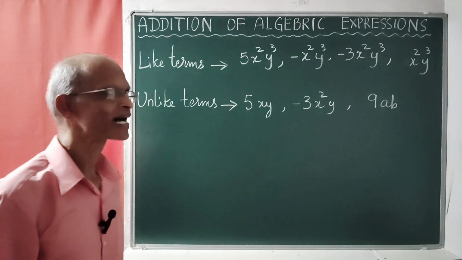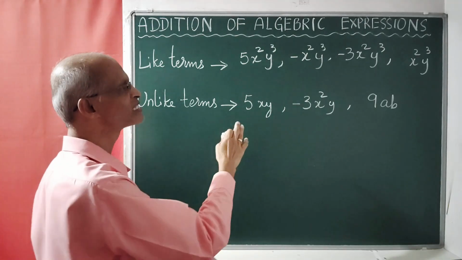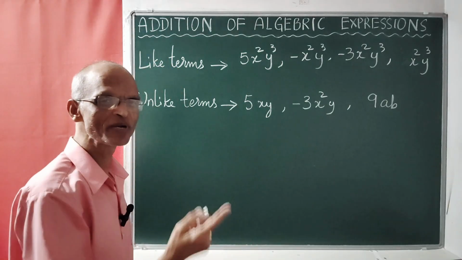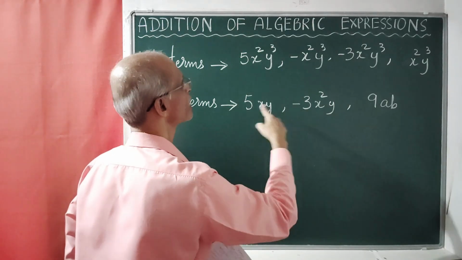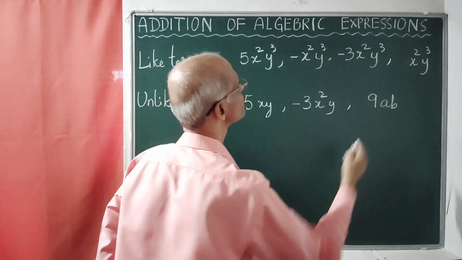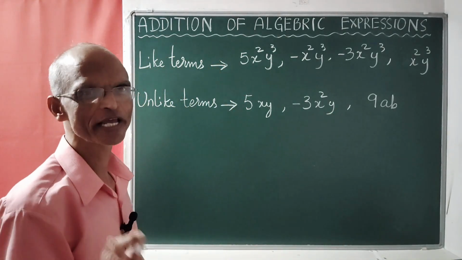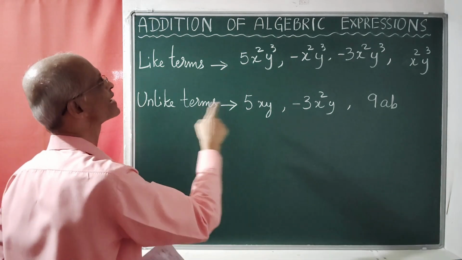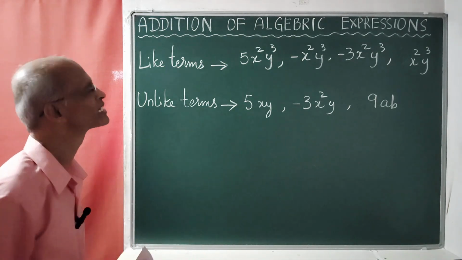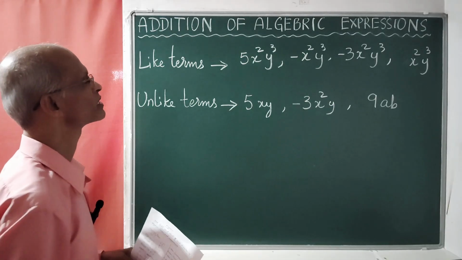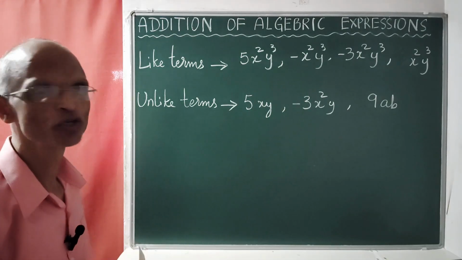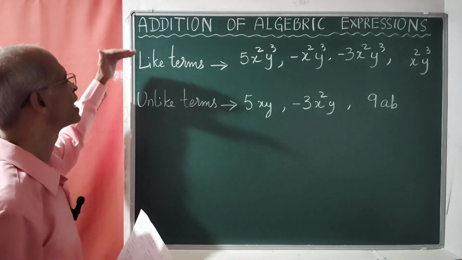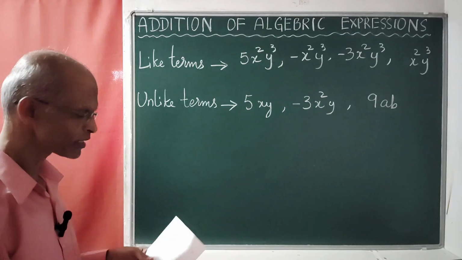These terms are called unlike because the variables and the powers are not the same. In these two terms, if you compare them, though the variables are same, their powers are not same. In these two terms, the variables are also not same. So when the variables and the powers are not same, they are called unlike terms. So while adding the algebraic expressions, you should learn to discriminate between like terms and unlike terms.